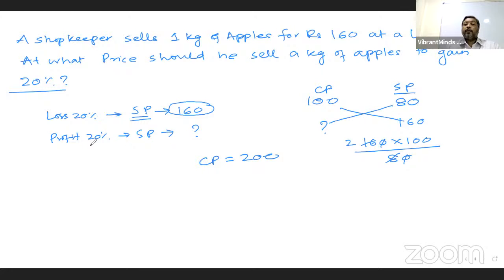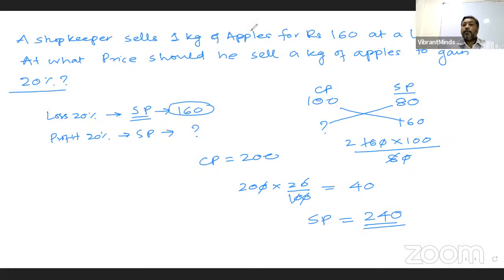Now, we have to make a profit of 20%. So 20% of this is how much? So of 200, you take out 20%. And this will be 40. So what will the selling price be when there is a profit of 20%? It will be 240. Is it clear?